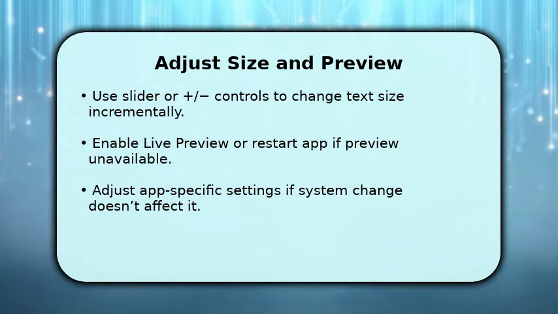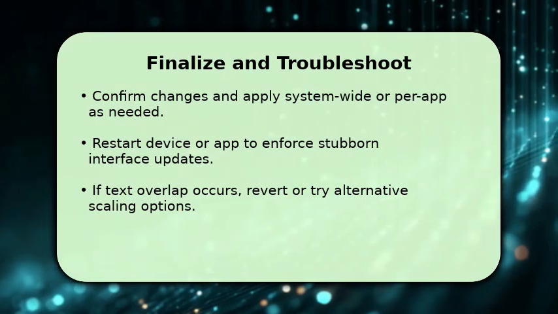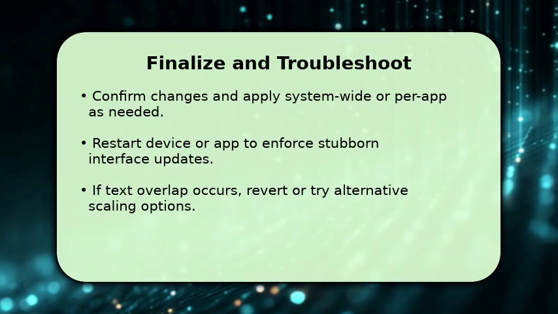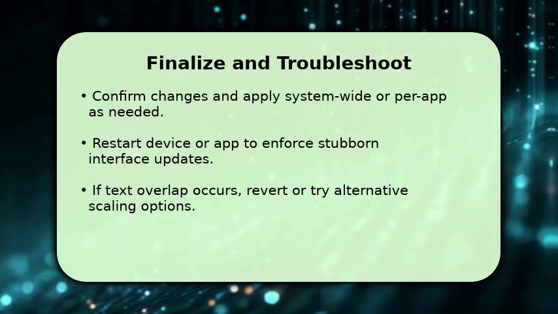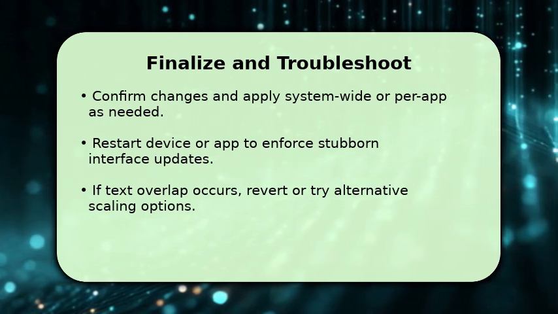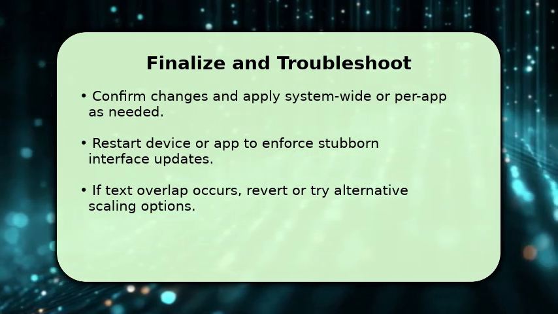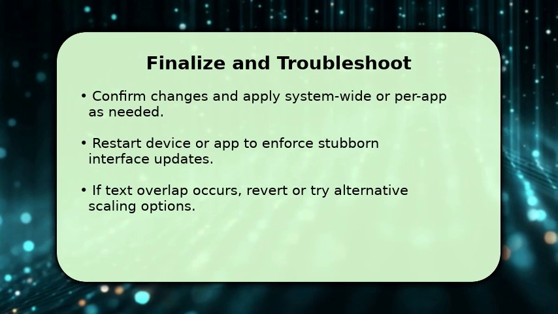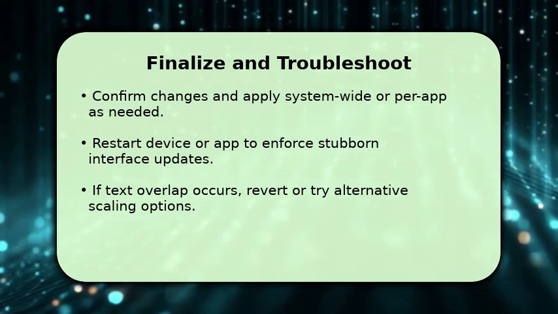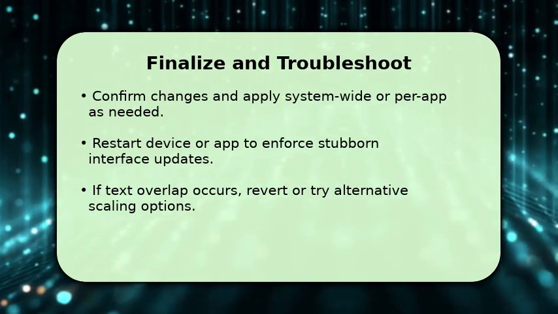Finish by applying or saving the change and testing common screens in the app to confirm everything fits. If you adjusted system settings, verify other apps still display correctly. Once done, restart the app or the device if some elements didn't update. If text overlaps or buttons become inaccessible, revert to the previous setting and try a smaller increment or use display scaling instead of text size. A quick restart usually resolves stuck UI states.